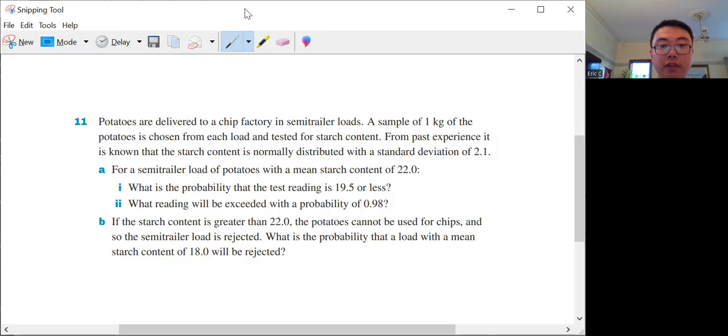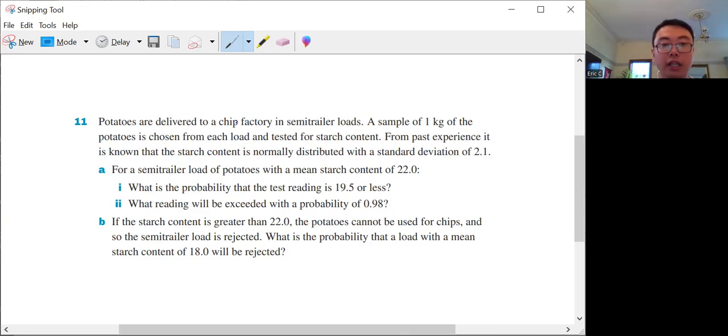Potatoes are delivered to a chip factory in semi-trailer loads. A sample of 1 kilogram of the potatoes is chosen from each load and tested for starch content. From past experience, it is known that the starch content is normally distributed with a standard deviation of 2.1. Part A is for a semi-trailer load of potatoes with a mean starch content of 22. Part 1 is: what is the probability that the test reading is 19.5 or less?